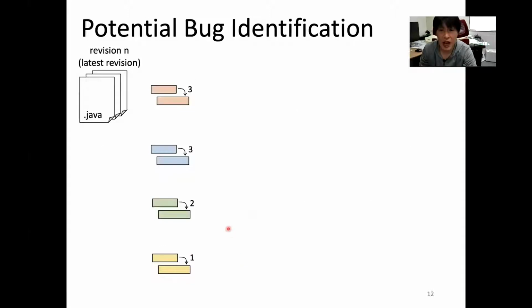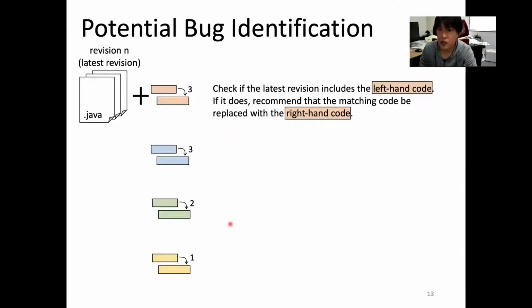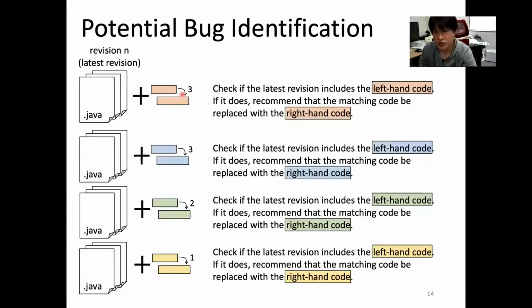Next, I'll explain how our approach detects buggy code in the latest revision. Our approach checks whether the latest revision includes the left-hand code of this orange change pattern. If it does, our approach recommends that the matched code be replaced with the right-hand code. Of course, the same thing is done for all the other change patterns.